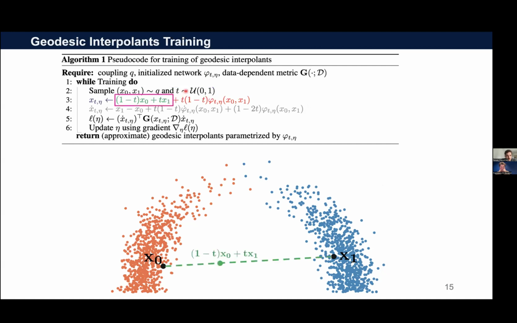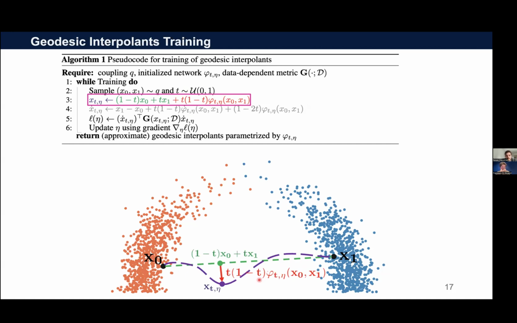Having those samples, we have our traditional linear interpolant from conditional flow matching, marked as green, which basically results in a straight line in the ambient space. Now we add to this our non-linear correction vector, marked as red. Again, we have the network phi, but we also guarantee ending up at x0 and x1 due to this factor t times 1 minus t.